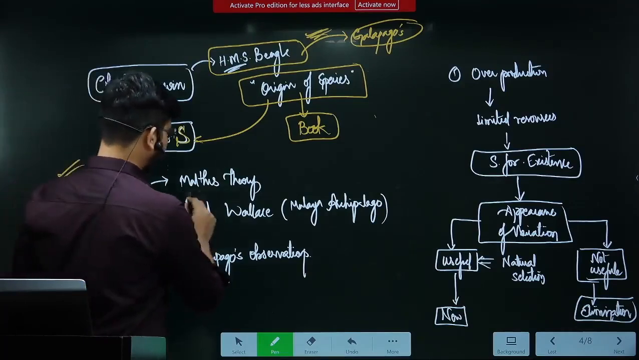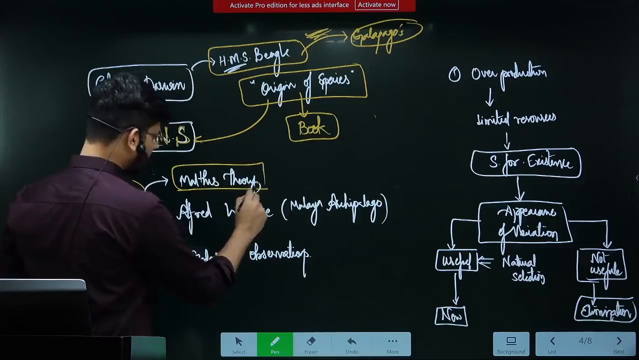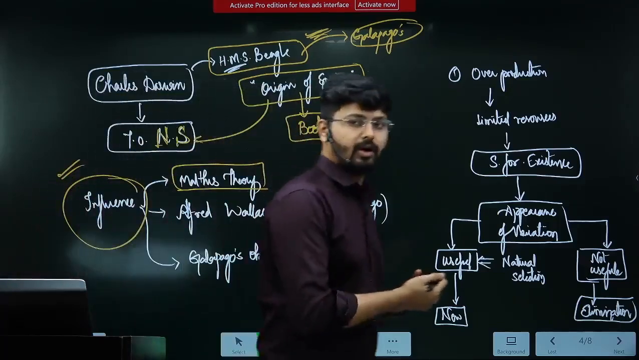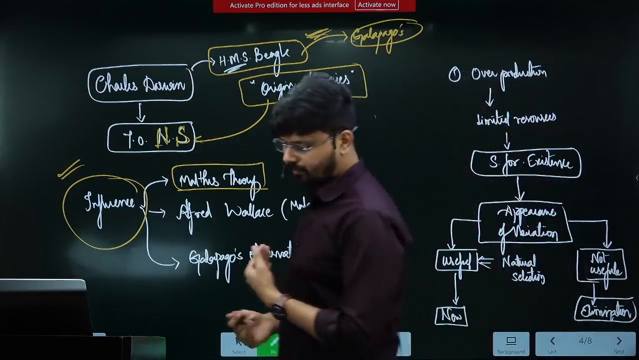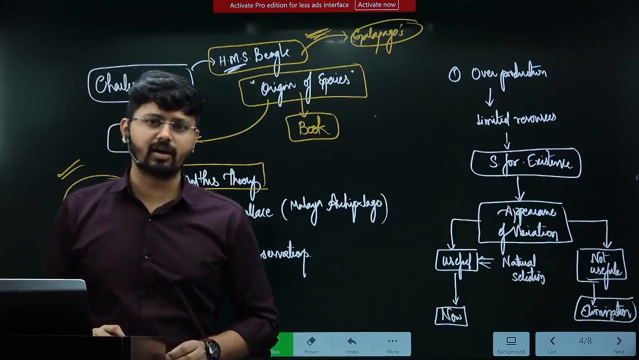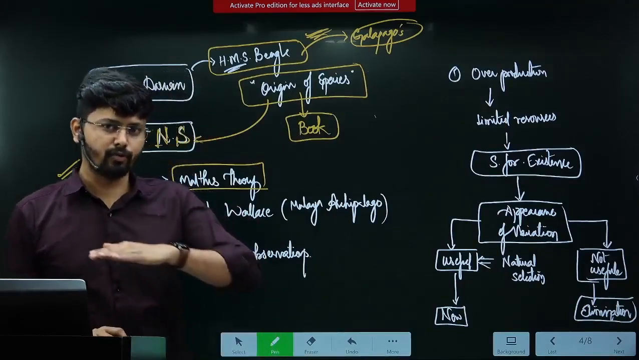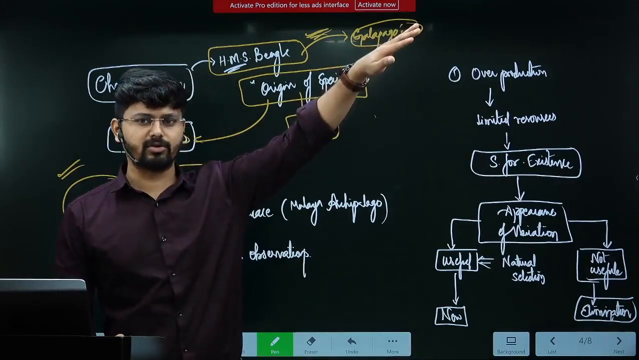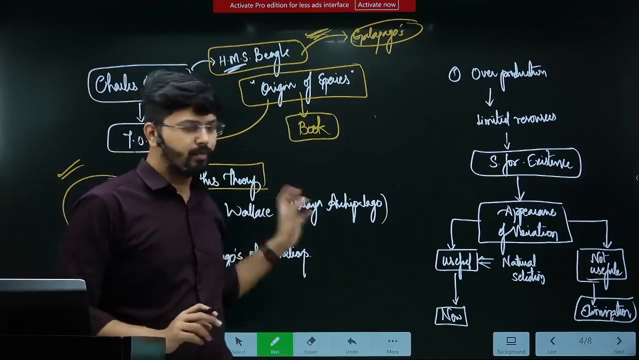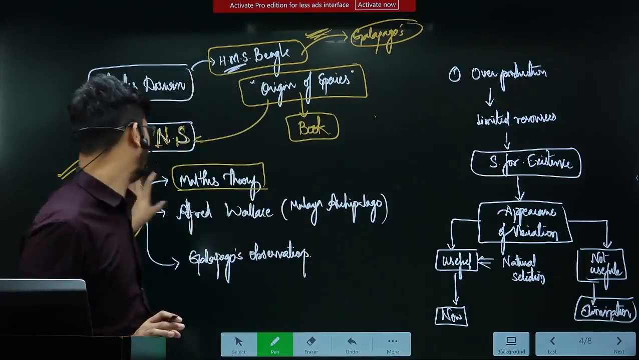His contemporaries were Malthus. Malthus' theory on demography says that food production happens in arithmetic progression, while population production happens in geometric progression. So that is Malthus' theory, and this theory influenced Darwin.